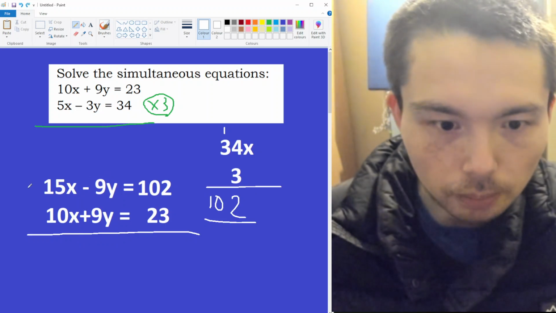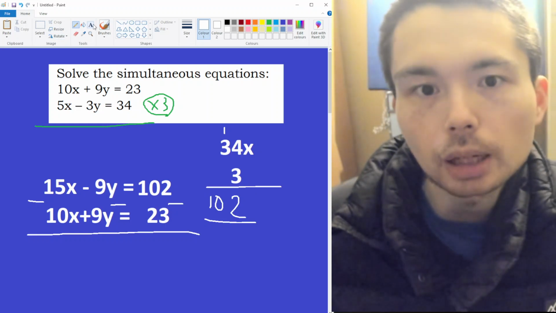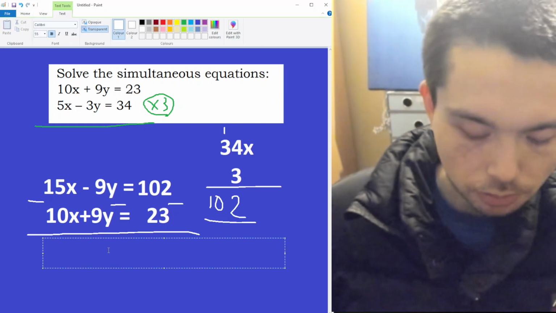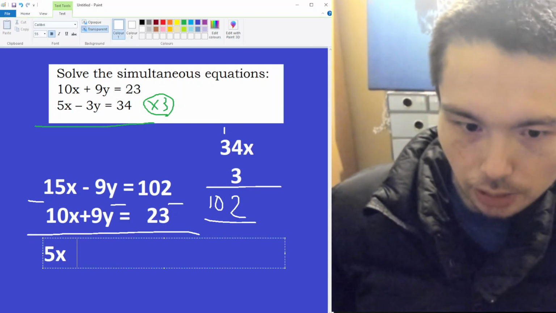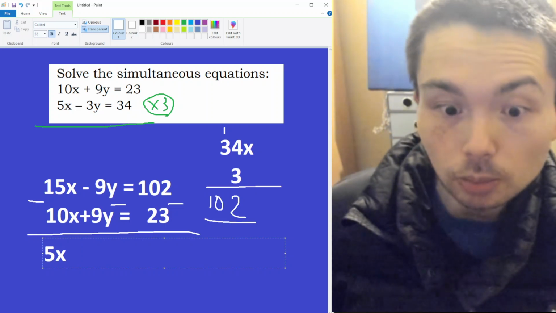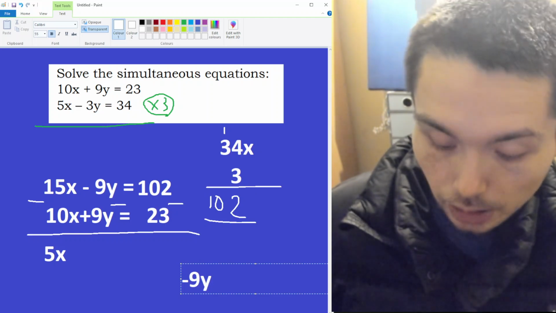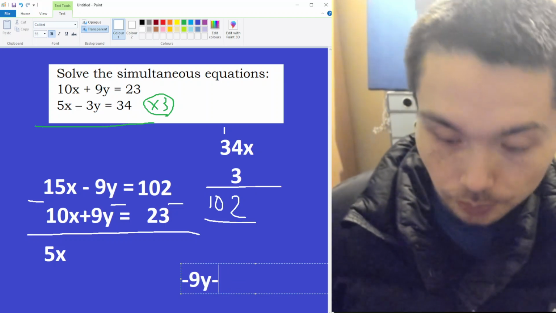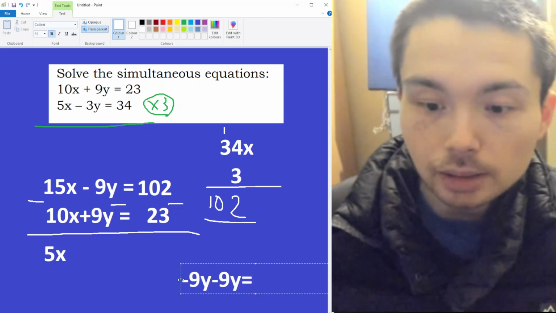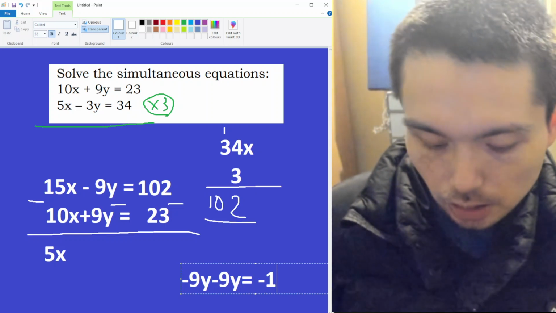But here is the problem. Getting rid normally sounds like minus. If we do that, 15x minus 10x is 5x. But here is the issue. Minus 9y minus 9y. What's that? Some people might say 0, but careful. Minus 9y is getting even more negative by 9. So that will be minus 18y.